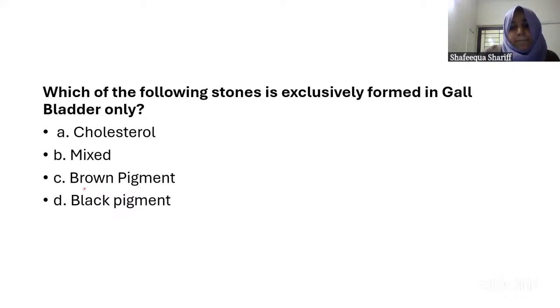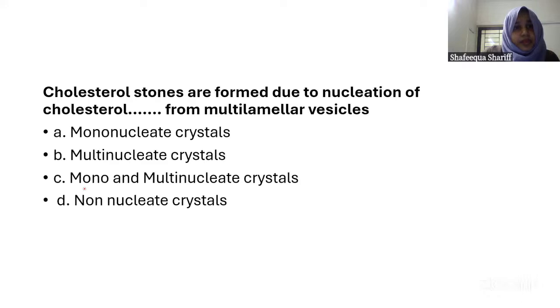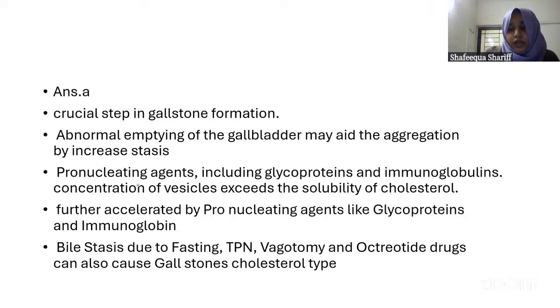It is black pigment stones. And so this question is, cholesterol stones are formed due to nucleation of cholesterol from dash multilamellar vesicles. So you may think all of these are questions that are going to come, and only when you understand the basics will you be able to answer this. So the answer for this is mononucleate crystals.